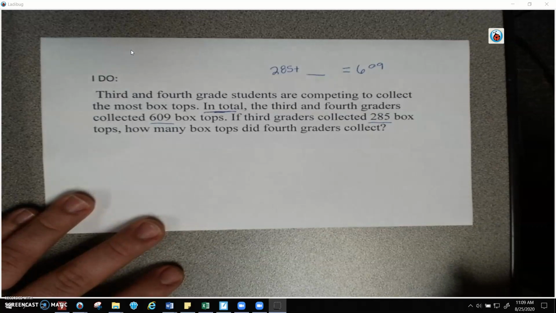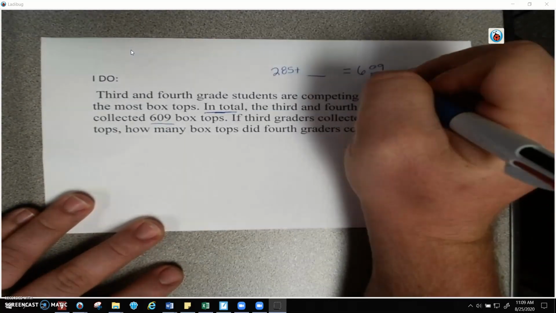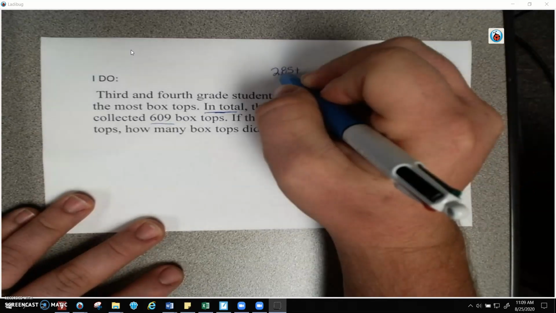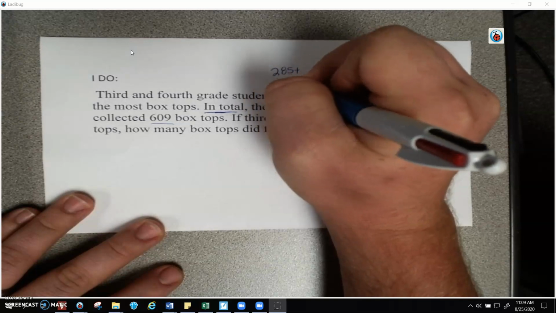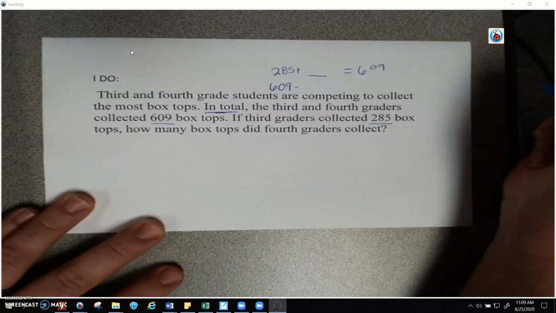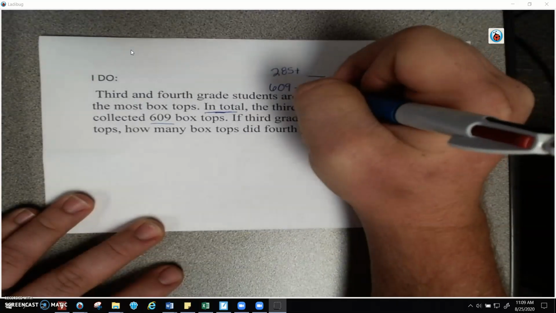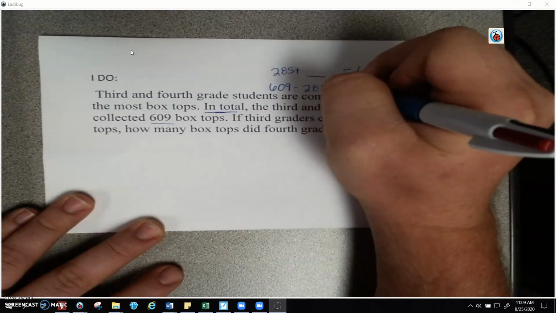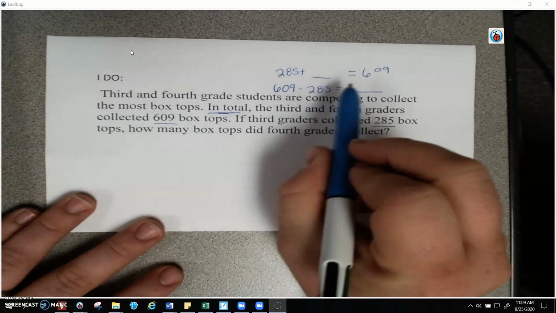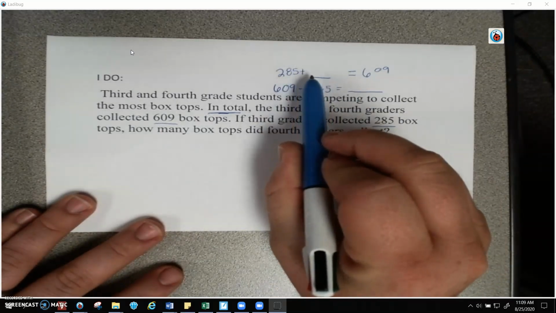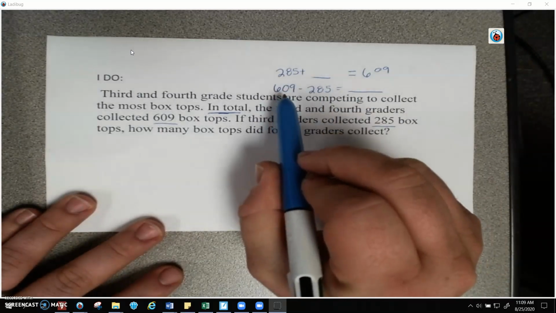All right. So I'm going to rewrite this into a subtraction problem. What I could do is turn this into 609 minus this, and that would give me my difference. So I'm going to write 609 minus 285, and that's going to equal our difference. So these are the same thing. I turn this addition question with a missing addend into a subtraction problem.